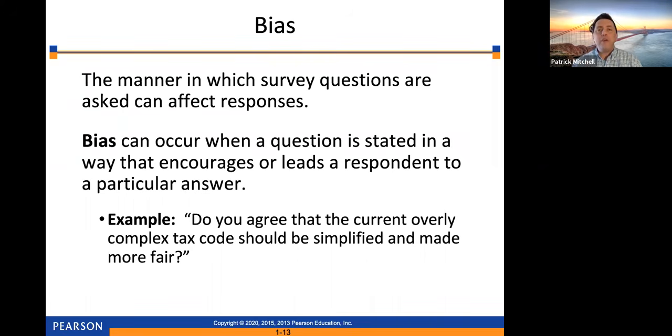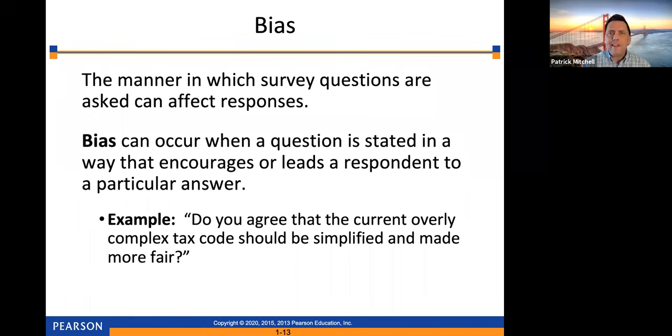Of course, you always have to worry about bias in an experiment or a survey or anything else. It looks like here they're specifically talking about surveys. The manner in which survey questions are asked can affect responses. Bias can occur when a question is stated in a way that encourages or leads a respondent to a particular answer. For example, let me try that again. Do you agree that the current overly complex tax code should be simplified and made more fair?